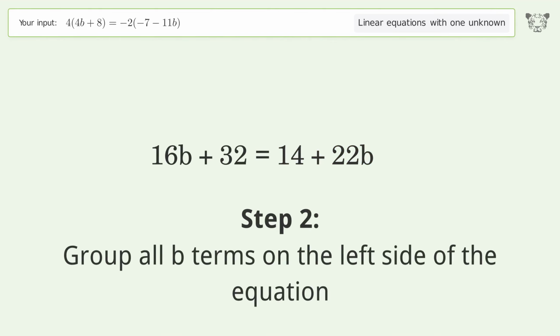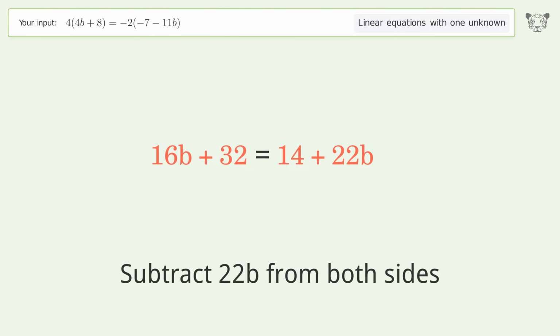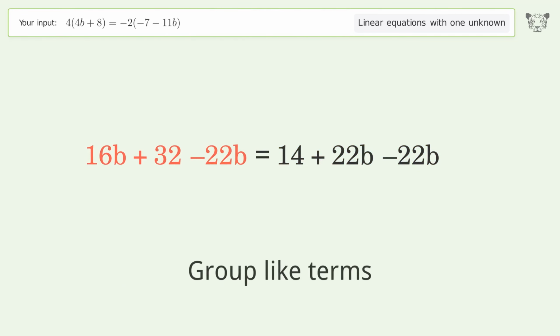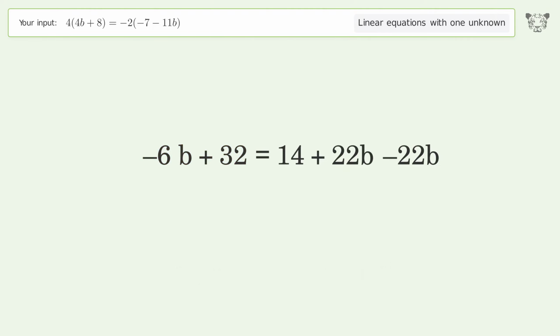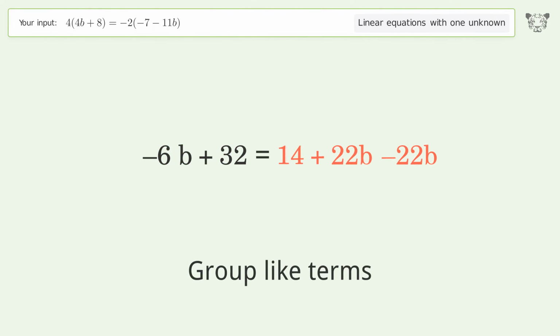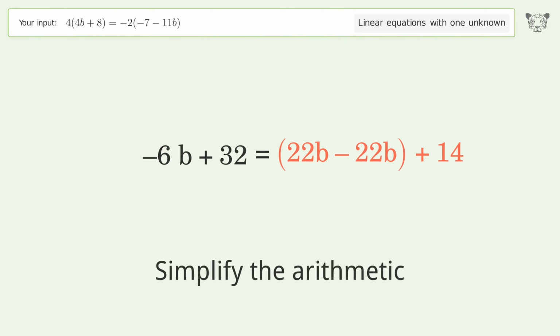Group all b terms on the left side of the equation. Subtract 22b from both sides. Group like terms. Simplify the arithmetic. Group like terms. Simplify the arithmetic.